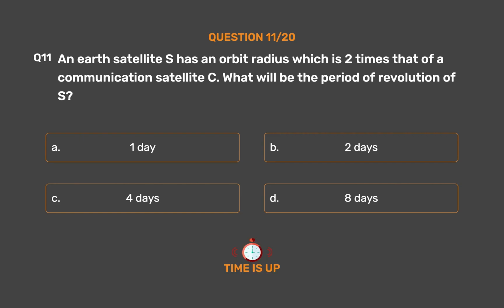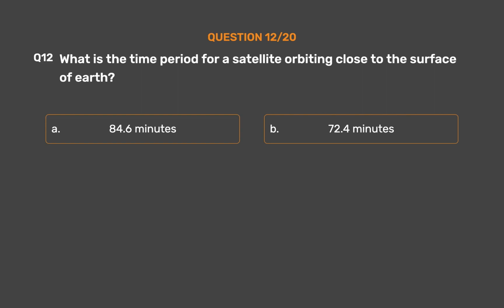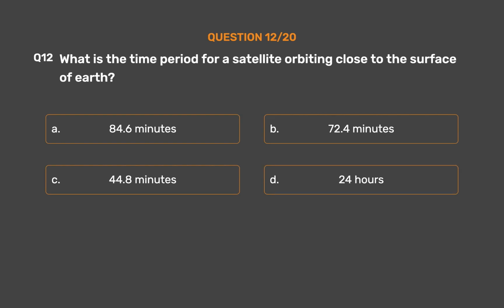The correct answer is Option C. 4 days. Question number 12. What is the time period for a satellite orbiting close to the surface of Earth? Option A. 84.6 minutes. Option B. 72.4 minutes. Option C. 44.8 minutes. Option D. 24 hours.